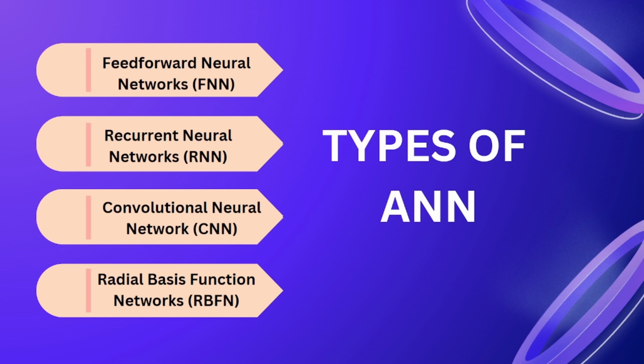There are various types of ANN, such as feed-forward neural networks, recurrent neural networks, convolutional neural networks, which we usually call CNN, and radial basis function networks.